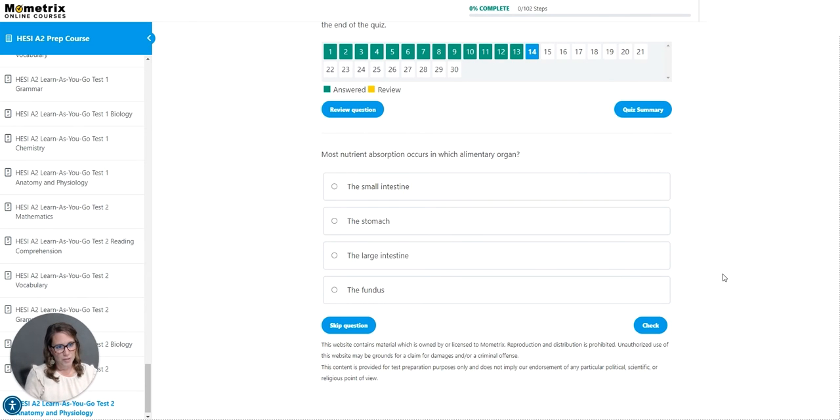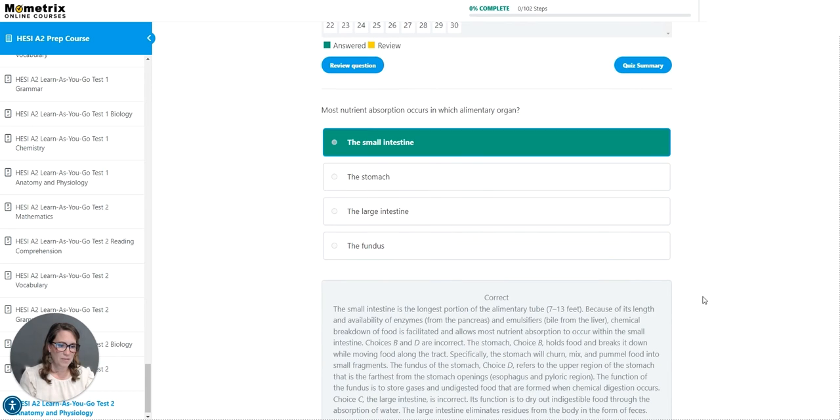Most nutrient absorption occurs in which alimentary organ? Kind of just hinted at this one with the last question. We have the small intestine, we have the stomach, we have the large intestine, and then we have the fundus. So small intestine is what we're going to choose.